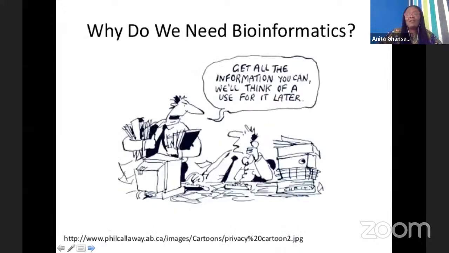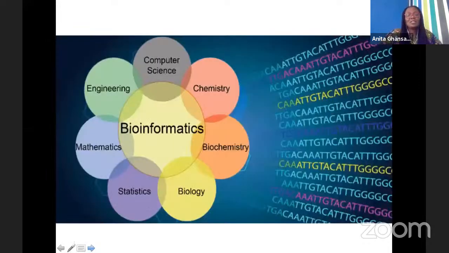Now, why do we need bioinformatics? As it stands, most of us collect a lot of data, and then we scratch the surface, do some analysis, and put the rest down and hope that one day we'll come back to it. I think this is why we need bioinformatics for our research activities.